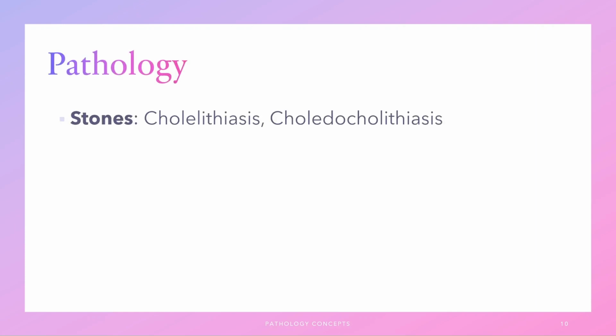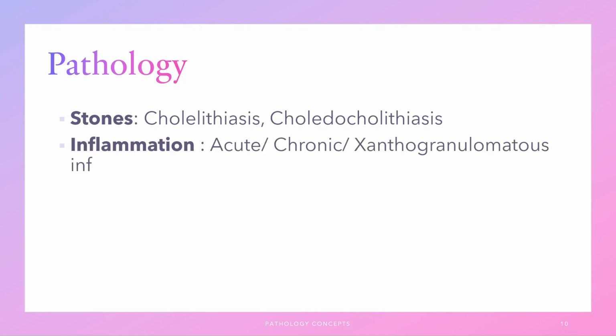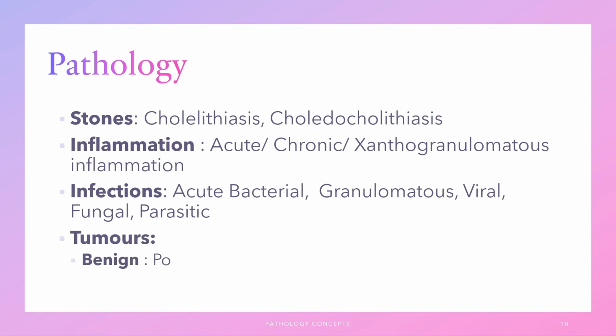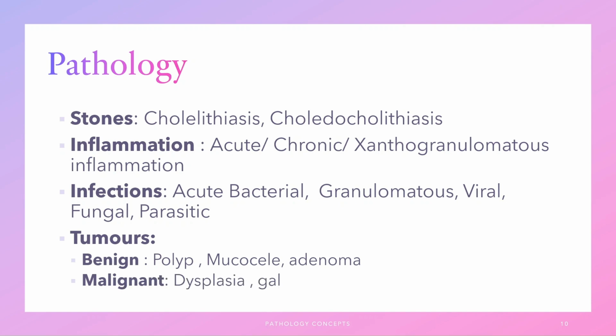The most common pathology involved with the gallbladder is gallstones. They are cholelithiasis or choledocholithiasis. Second is inflammation. Acute, chronic or xanthogranulomatous inflammation can be associated with infections like acute bacterial, granulomatous infection, viral, fungal or parasitic infections. And tumors involving the gallbladder are benign and malignant.